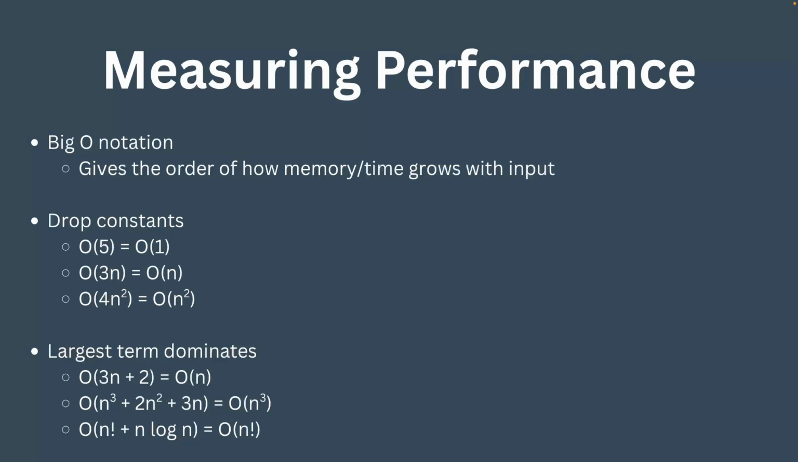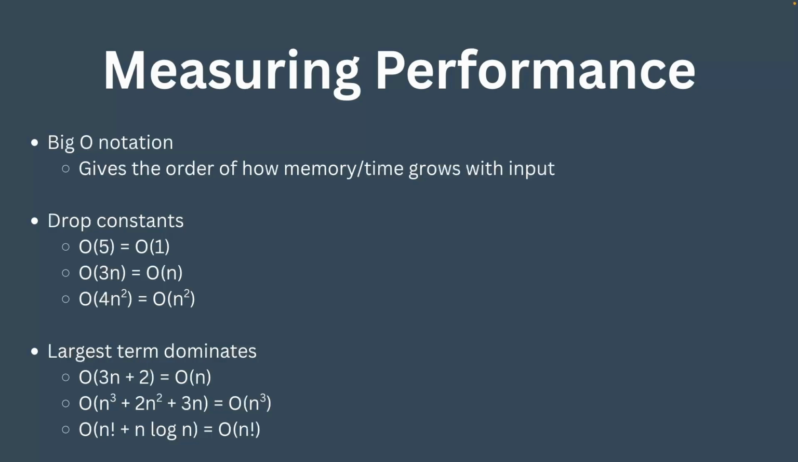So if it's always 5 operations, it doesn't scale with the input at all, so we just say it's constant. If it's 3n, then it scales linearly with the input. If we double the size of the input, it's going to double the amount of time it takes to run. And so that's an example of a linear time complexity, quadratic, etc. So in general, we just don't care about these constants because they don't tell us about how it scales with the input.